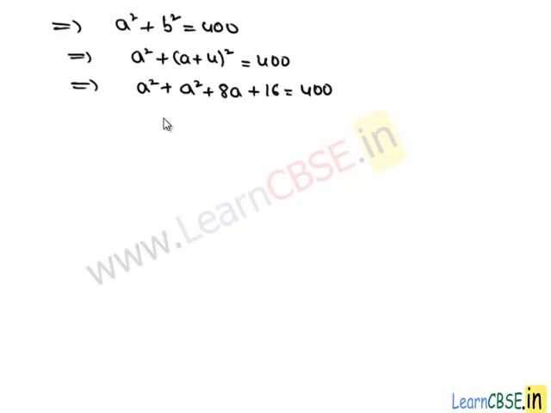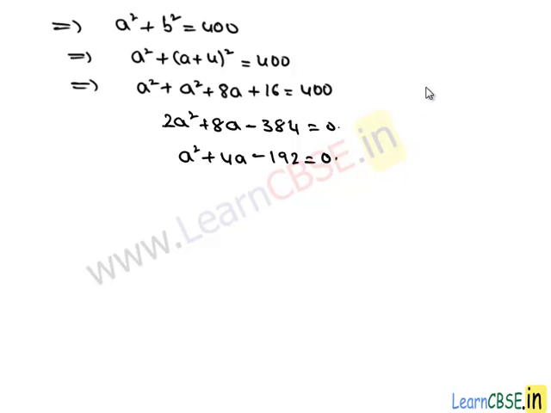Now a square plus a square is 2a square plus 8a, and when we bring 400 to the left hand side, we get negative 400. 16 minus 400 is minus 384, and it is equal to 0. By dividing by 2, we get a square plus 4a minus 192, and it is equal to 0.